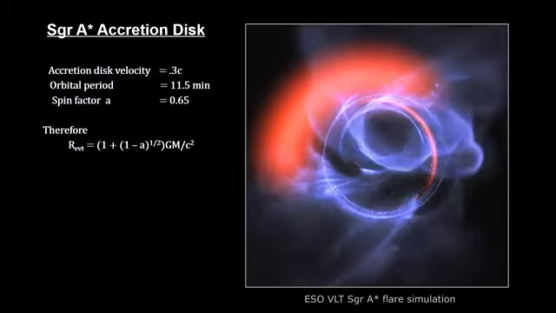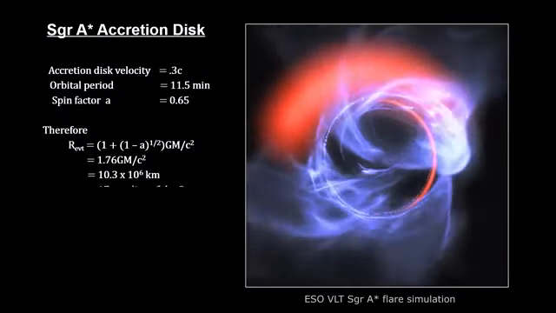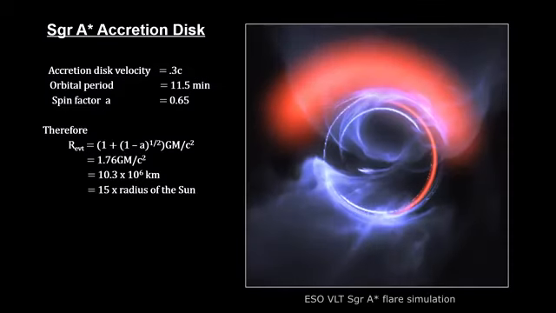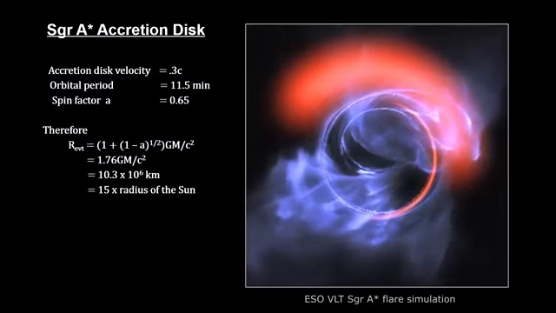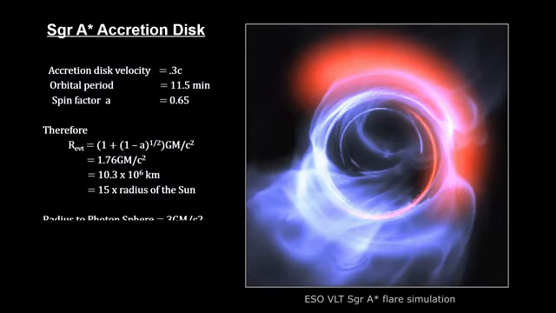This new information also enabled calculating the distance from Sgr A*'s center to its event horizon at around 10 million kilometers, or 15 times the radius of our Sun, and the distance to the photon sphere at around 17 million kilometers.